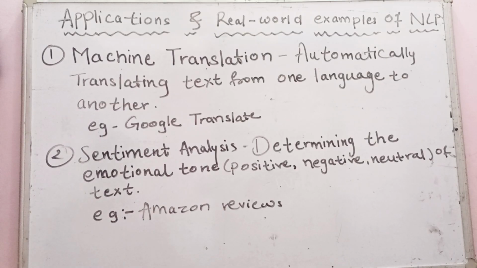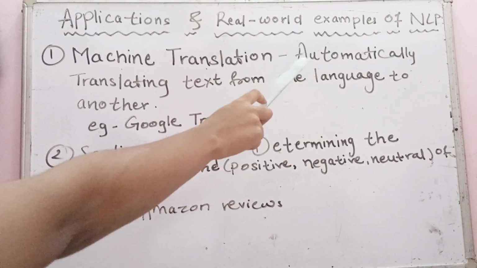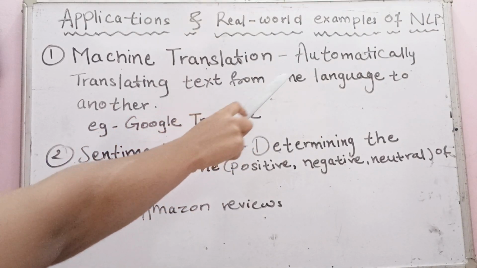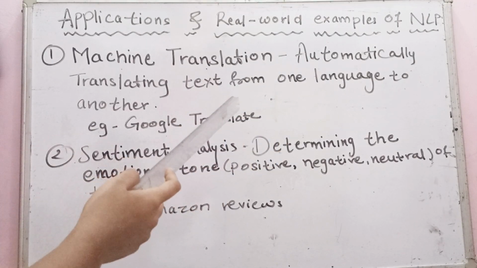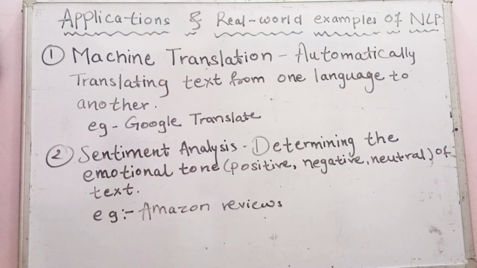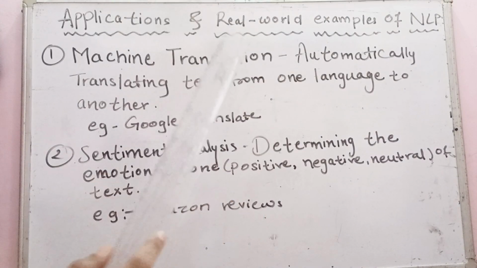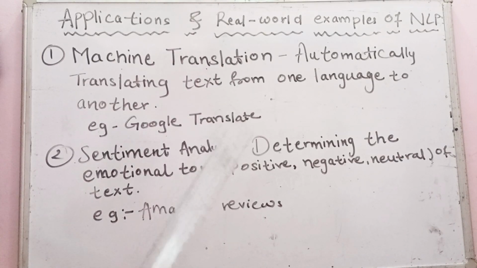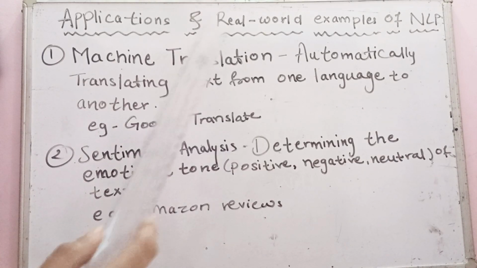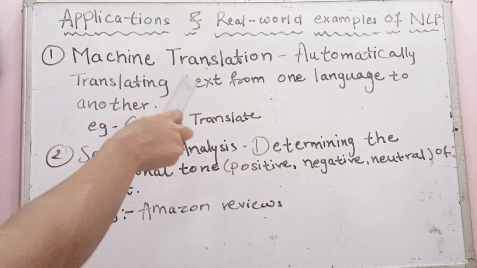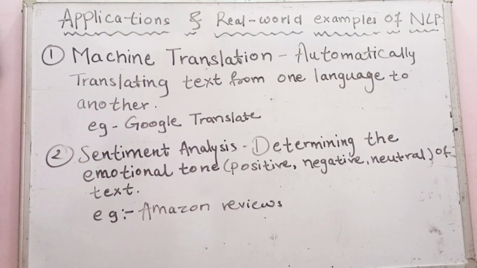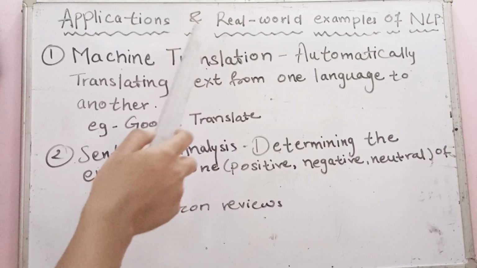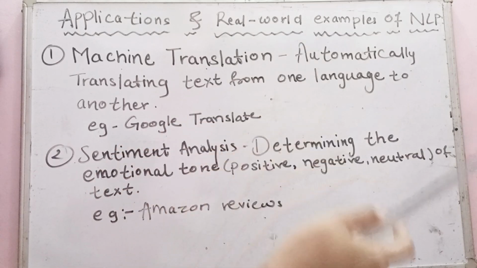So the first application is machine translation, which means automatically translating text from one language to another. Machine translation itself means converting text from one language into another while preserving meaning and context. We have to preserve the meaning and context, and automatically translating from one language to another is nothing but machine translation. For example, Google Translate translates English text into Hindi, Marathi or anything.